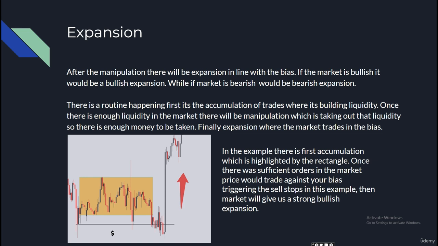They have enough money to actually close their large position. And finally, expansion is where the market trades in the bias. So you can see here in this example, there's accumulation in this box right here, as it was equal highs, equal lows. So that's how this will be a small area of consolidation, and there'll be both orders going long and going short, but the market's only gonna go one way.